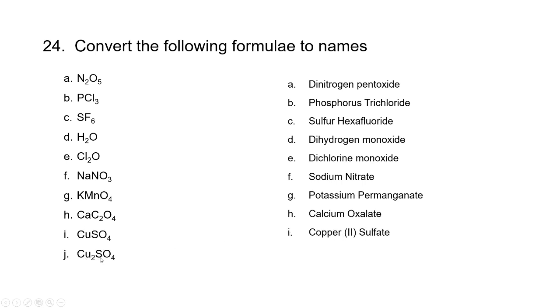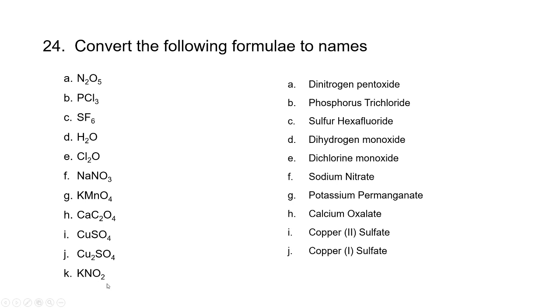Here I have a similar deal, but I have Cu with a little 2 down here, and then I have SO4. So SO4, as I just said, is 2 minus. I have 2 coppers to balance out that 1, 2 minus, which means that each of these coppers has to have a Roman numeral of 1, or a charge of +1. So it's copper(I) sulfate.